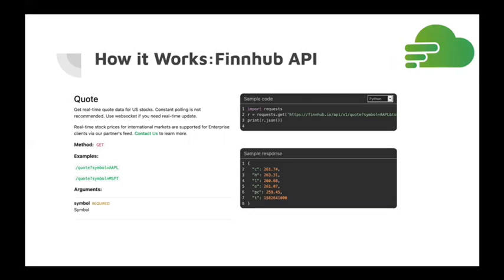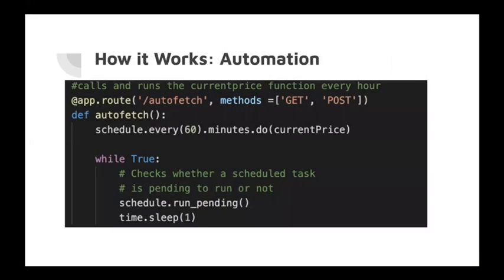This is a little slide showing the API we use. We use an API from Finnhub, and this lets us get real-time stock information about whatever stock we want to request. It's pretty convenient for us, and we just had to use these sample codes to help us get the data we needed.